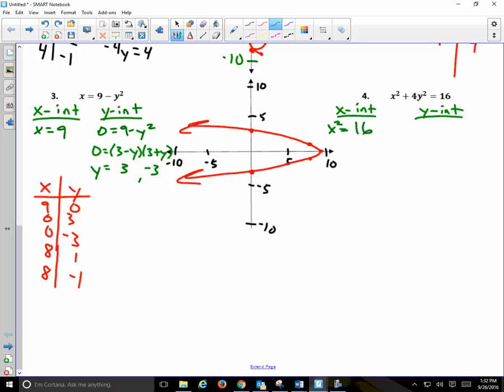The x-intercept will have x squared is 16, therefore x is plus or minus 4. And for the y-intercept, I'll plug in 0 for x and I get 4y squared is 16. Divide by 4. Very good. It is an ellipse. An ellipse? An ellipse, or an oval? Yep, very good.